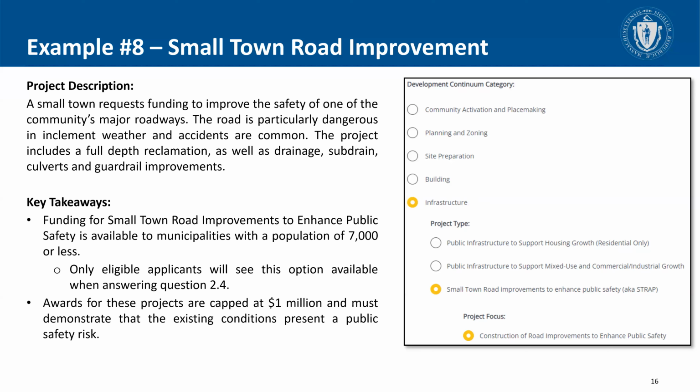In our eighth example, we have a small town requesting funding to improve the safety of one of the community's major roadways. The road is particularly dangerous in inclement weather and accidents are common. The project includes a full depth reclamation as well as drainage, subdrain, culvert, and guardrail improvements. So in addition to funding infrastructure to support private development, a portion of MassWorks funding is dedicated to granting awards for small town road improvements to enhance public safety, which many of you will know as STRAP.